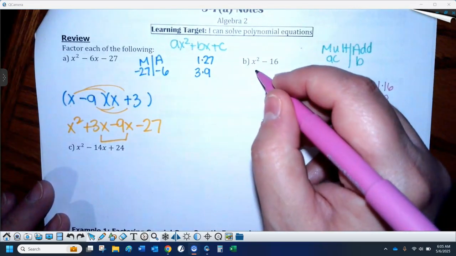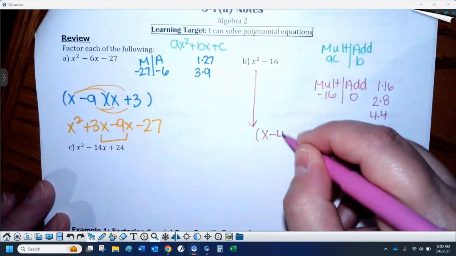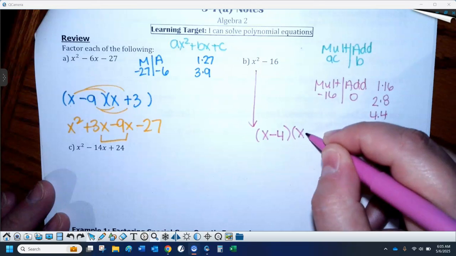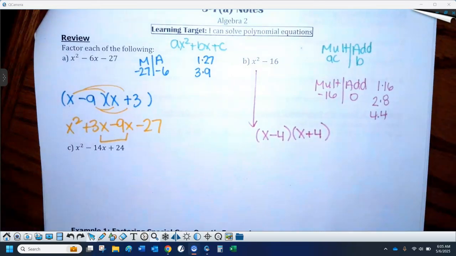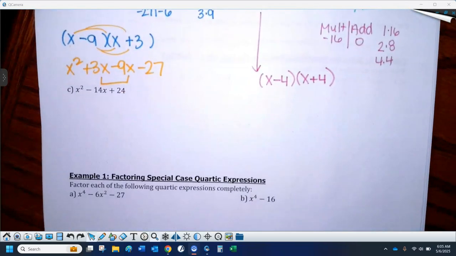This is also called a difference of squares. Sorry, I'm going to leave this a little space. One factor should be x minus 4, the other one should be x plus 4, and you can write those in either order. All right, and then I've got one more just to practice with here really quickly.